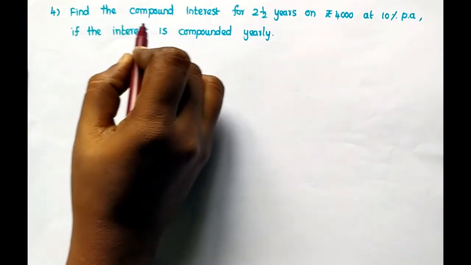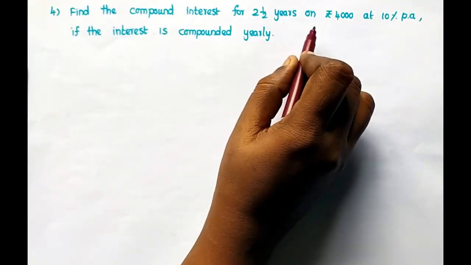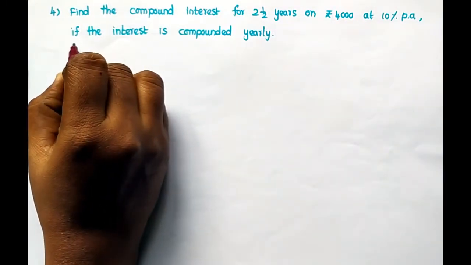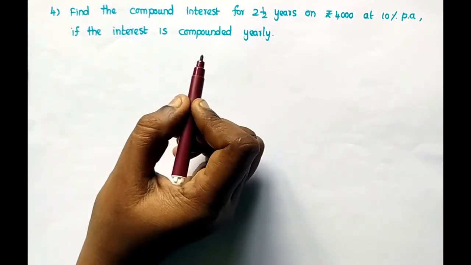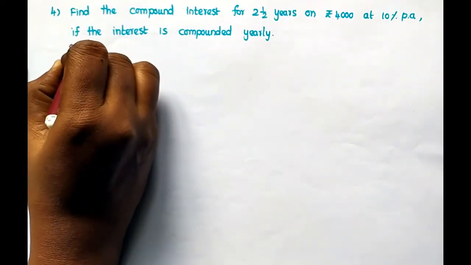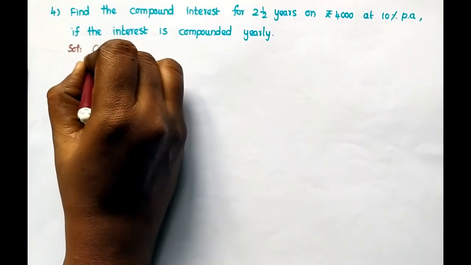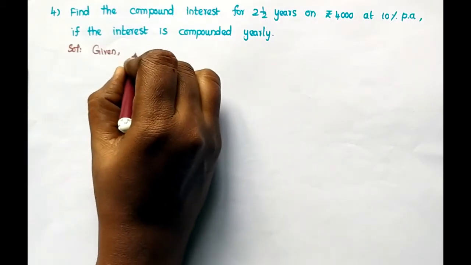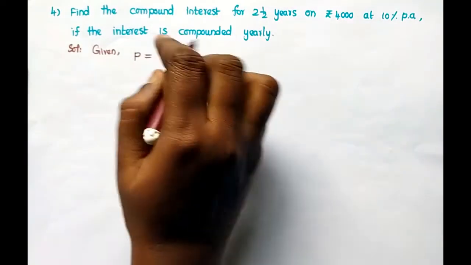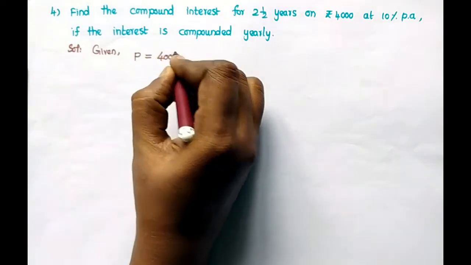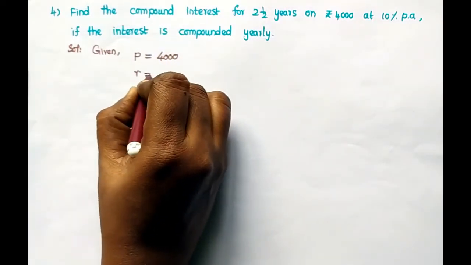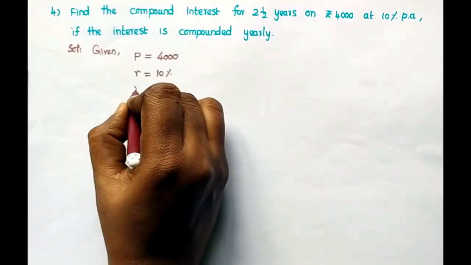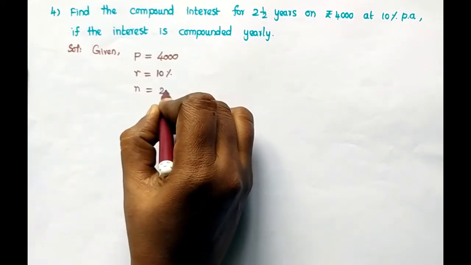Fourth sum. Find the compound interest for 2.5 years on 4,000 rupees at 10% per annum if the interest is compounded yearly. Listen, first write down what is given. Principal P equals 4,000 rupees, rate of interest R equals 10%, and number of years N equals 2.5 years.